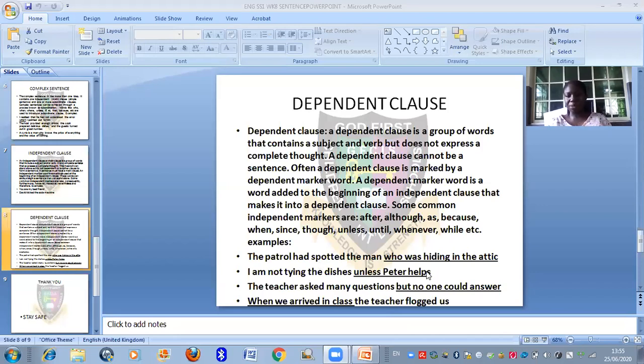Unless Peter helps, that is another example of a dependent clause. But no one could answer, another example of a dependent clause. When we arrived in class, you want to know what happened. Yes, say more. So that is another example.